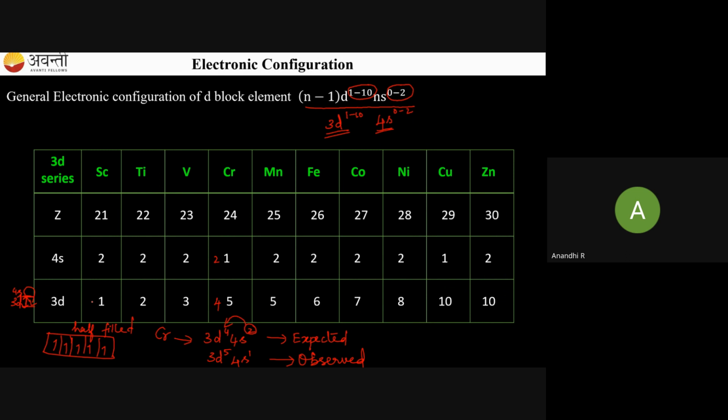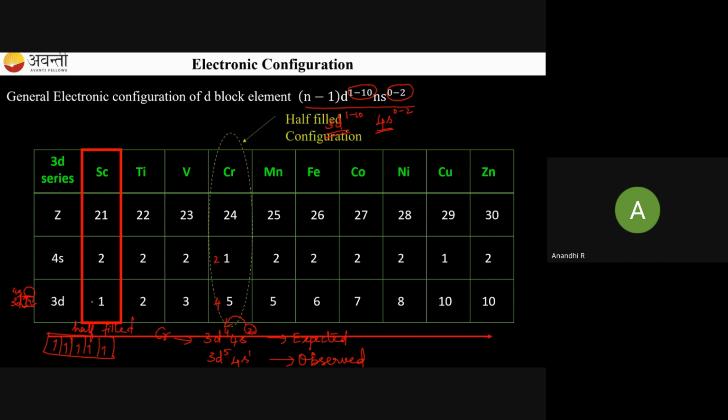And then for manganese it is going in a proper way, that is d5 and s2. For iron it is d6 and s2. For cobalt it is d7 and s2. Nickel d8 and s2. And for copper, you see, for copper, just a second, for chromium it is due to half fill, and for copper it is due to the fully filled configuration.